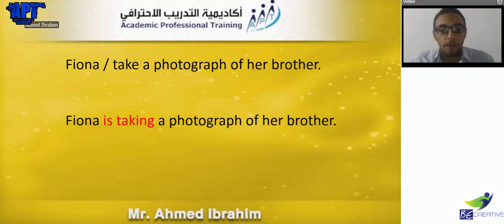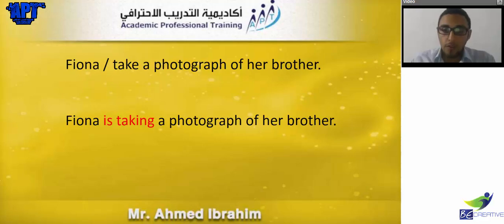So, it shall be Fiona is taking a photograph of her brother. And if you notice, again, the same note we had with the word shine. Take is a verb that has a vowel letter at the end, an E. When I wanted to make it in present continuous, I removed the E. It became taking with this spelling. See? No E. So, Fiona is taking a photograph of her brother.